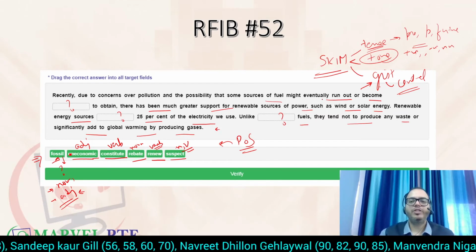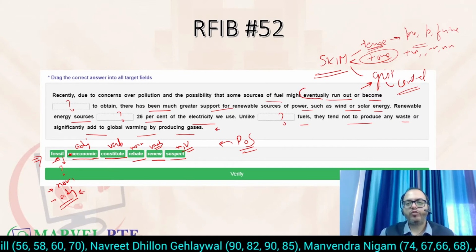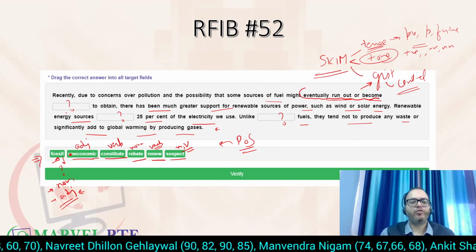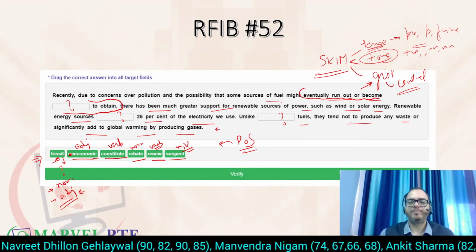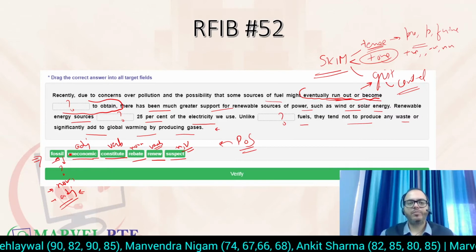Okay. So coming to our first blank, we have to read 4-5 words before the blank and 4-5 words after the blank. Okay. So: eventually run out or become something to obtain.